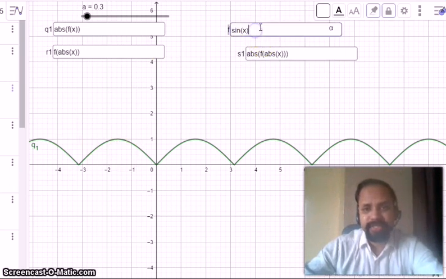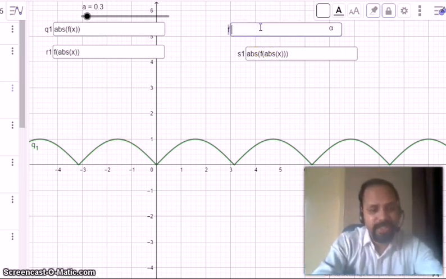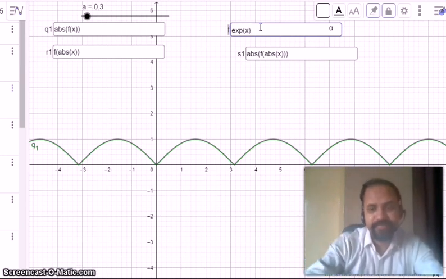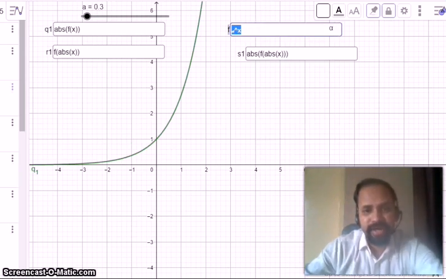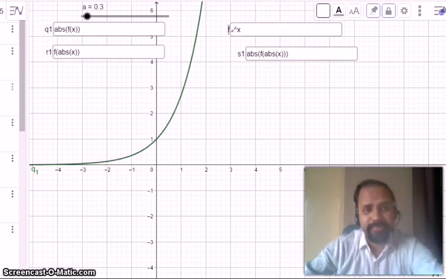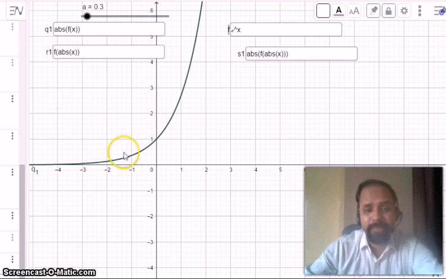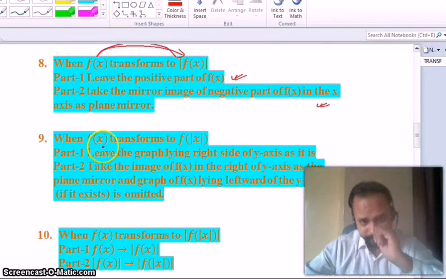You can consider any graph. If you want to consider the exponential function of x, then this is the graph. Obviously, in this graph there is no part below the x axis, so there will be no change in mod of e to the power x. The reason is that no part of this exponential function is below the x axis, that's why there will be no change.